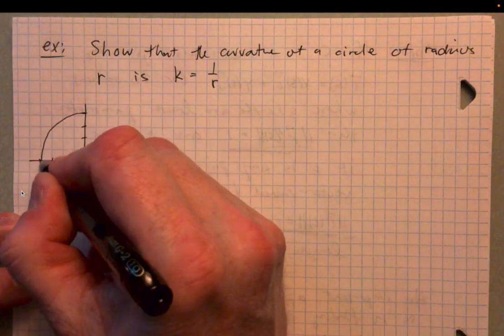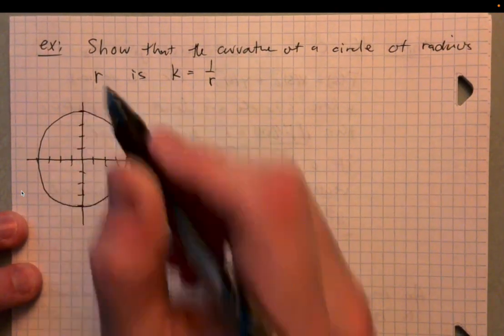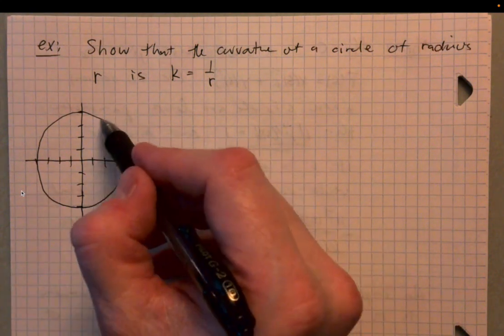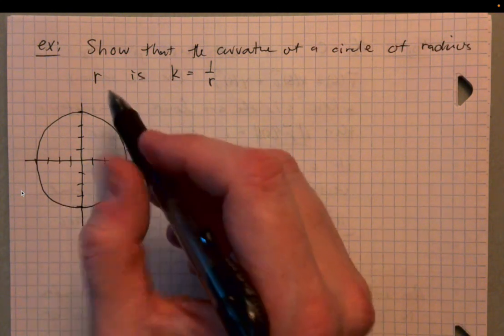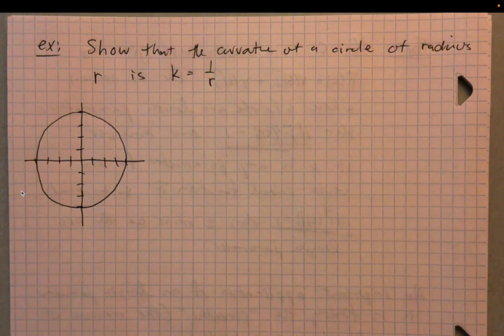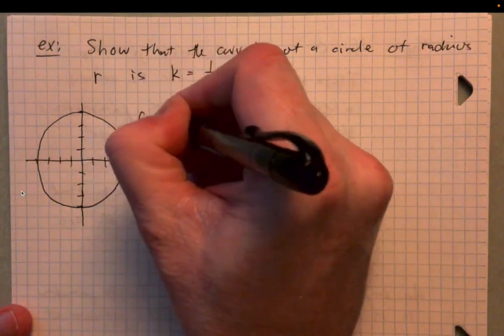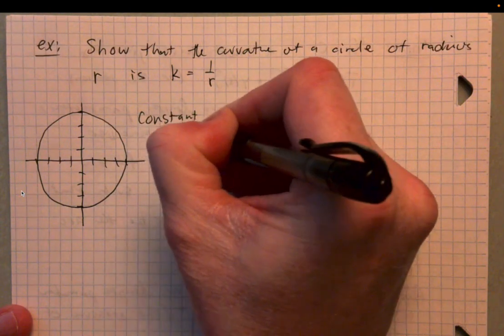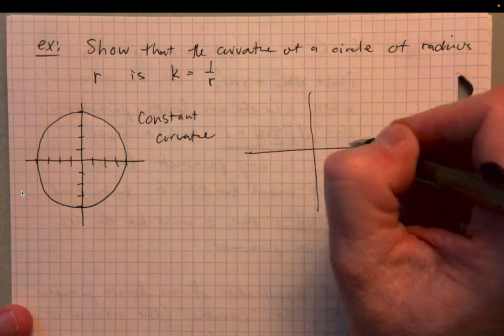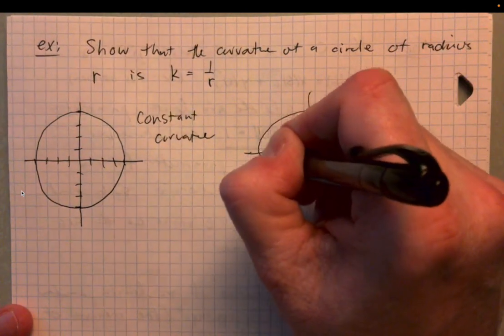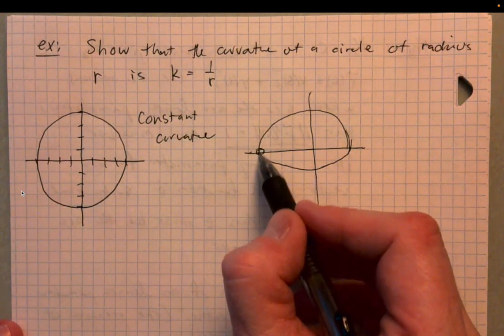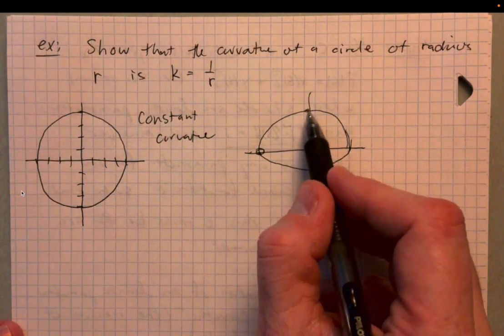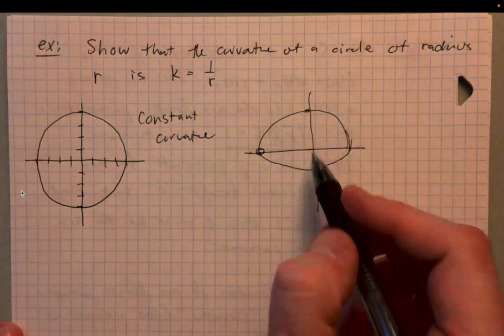So no matter where you're at on the circle, the curvature is exactly the same. The steepness of the bend in this curve called a circle is constant. It never changes. If the curvature did change, we would have something that looked more like this, for example. Here you've got a larger curvature than you have up at the top, but this clearly isn't a circle. It's more like an oblong shape.